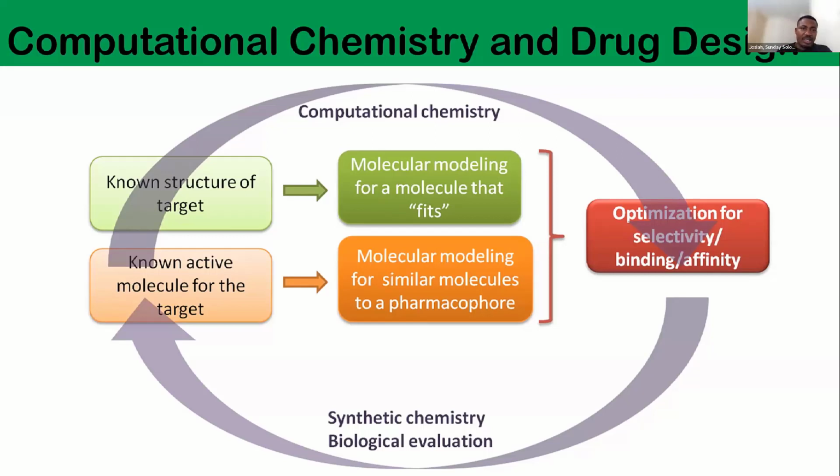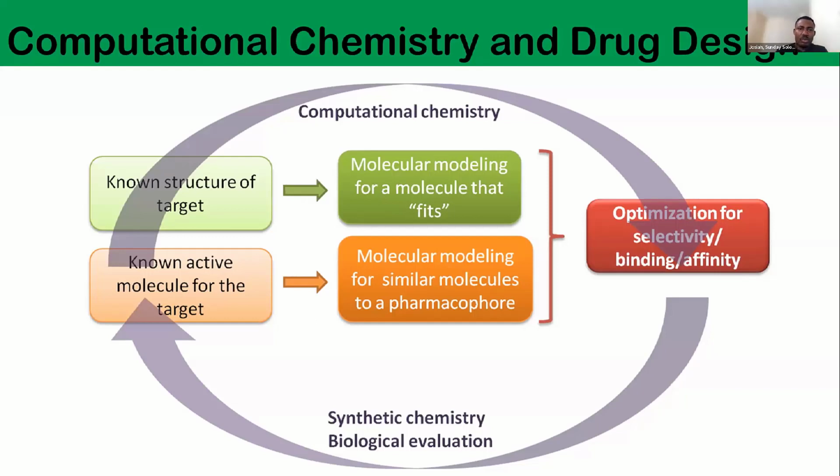And like I've said, it can be with a known structure of target, or with a known active molecular compound as your target. It can be a derivative of a known compound. It can even be a derivative of a toxic compound. It can be anything. The good thing about computational chemistry is, as far as it's computerized, it is very hard for you to go wrong.